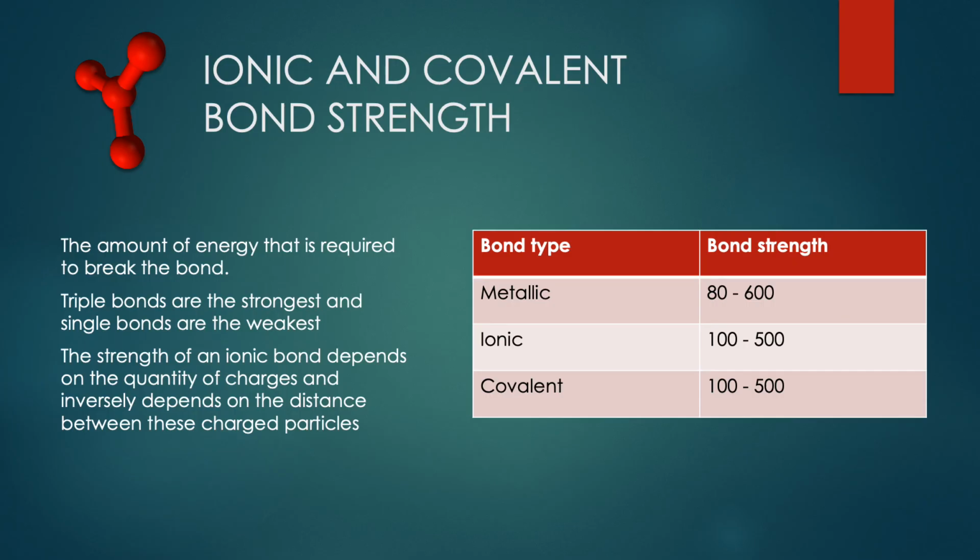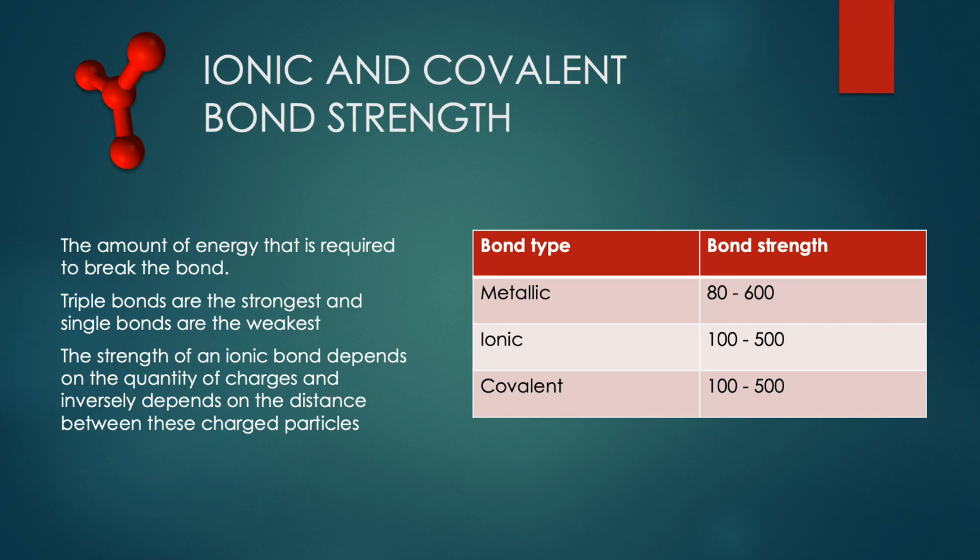Before moving forward, I briefly want to discuss the bond strength in ionic and covalent bonds. Covalent bond strength can be classified in terms of the amount of energy that is required to break them. It can be seen that double bonds are stronger than single bonds, and triple bonds are stronger than double bonds. Therefore, it would take more energy to break the triple bond in N2 compared to the double bond in O2.